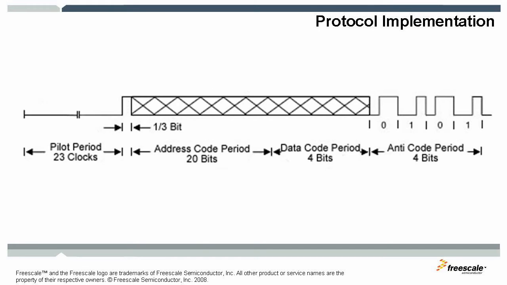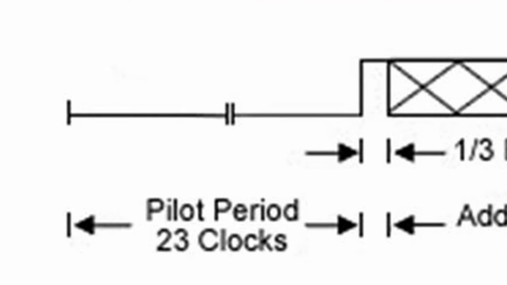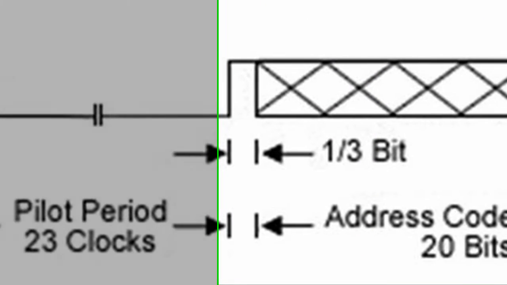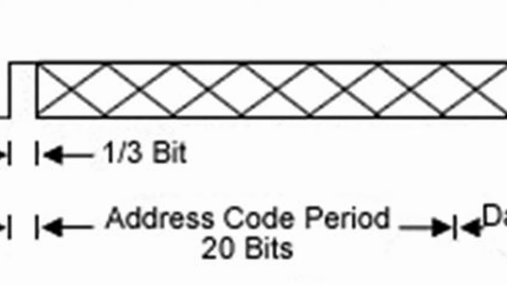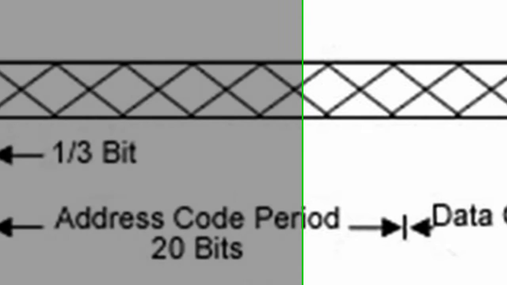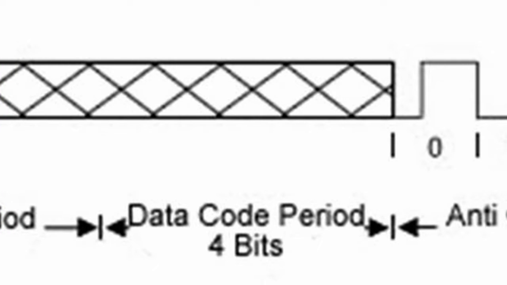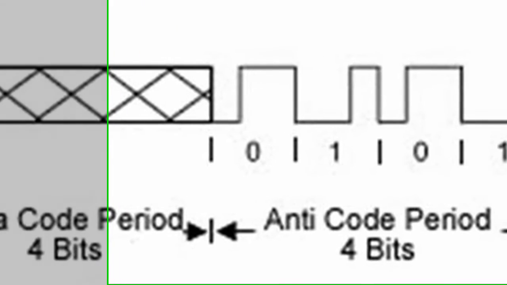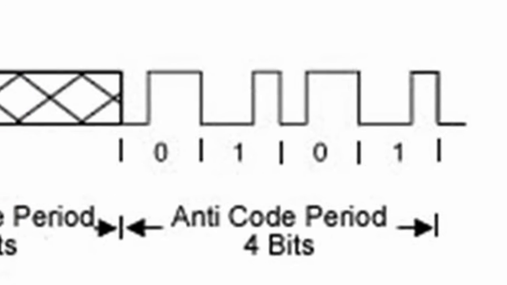The implemented communication protocol uses a unique fixed code to identify each KEYFOB. The transmitted frame is composed of four sections. The pilot period, indicating the beginning of a frame. An address code period. This is the ID that identifies the transmitter. The data code period, that contains the message or button pressed. Lastly, the anticode period, consisting of 4 defined bits indicating the end of a frame.